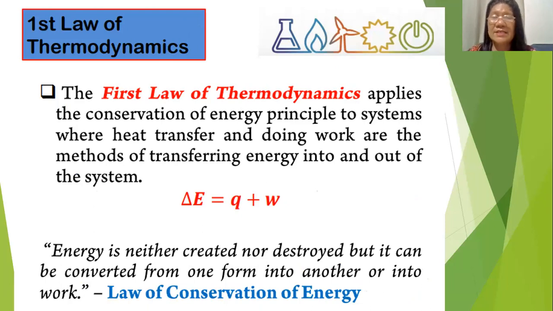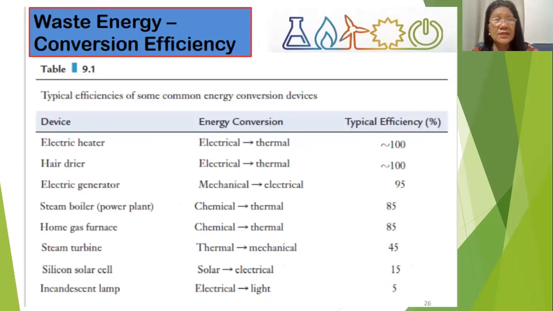It states that in the energy principle applied to a system, heat transfer and doing work are methods of transferring energy into and out of the system. So we have this general formula for the first law of thermodynamics: the change in internal energy is equal to heat Q plus work W. Always remember that energy is neither created nor destroyed, but it can only be transformed into another form or into another work.